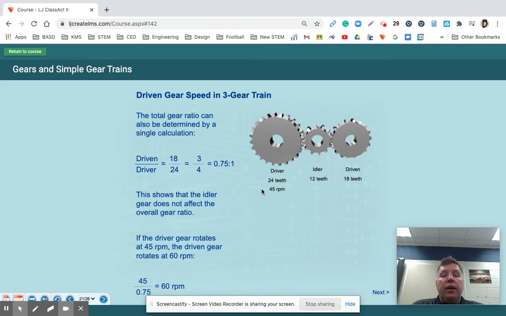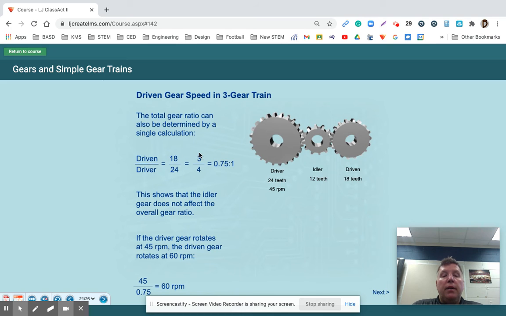If the driver gear rotates at 45 rotations per minute, the driven gear will rotate at 60 rotations per minute. So if this guy is going pretty fast, let's say at 45 rotations per minute, and given the fact that the driven gear is smaller than the driver gear, and we already know the idler has no effect on the speed at all, this driven gear is going to have to go faster in order to keep up with the driver gear. Okay, just based on size.